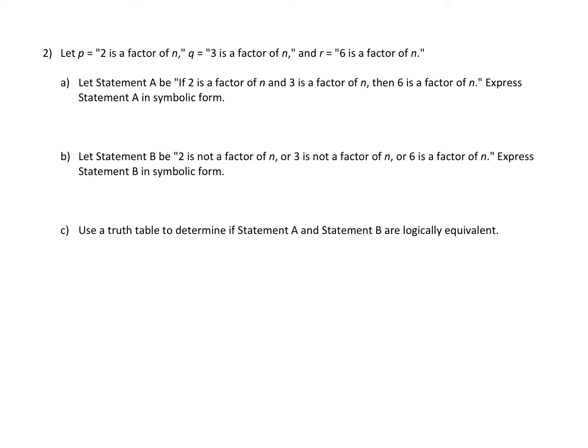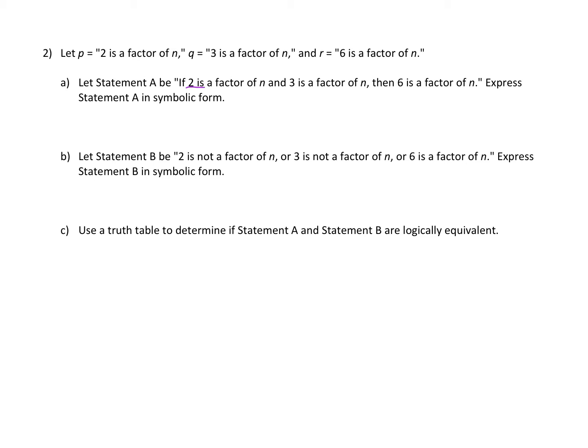Let P be the statement "2 is a factor of N," Q be the statement "3 is a factor of N," and R be the statement "6 is a factor of N." Okay, so statement A says: if 2 is a factor of N and 3 is a factor of N, then 6 is a factor of N. Express this statement in symbolic form.